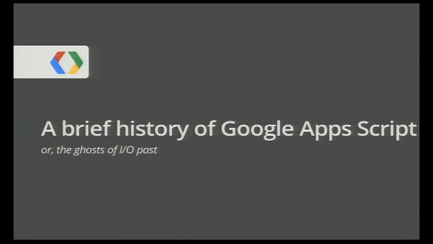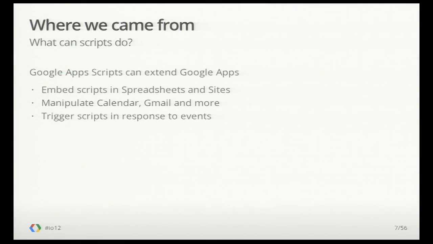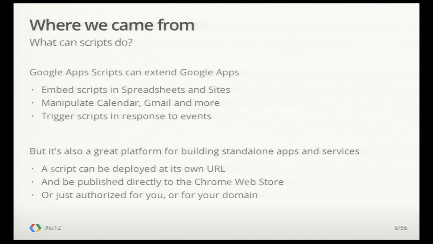OK, so a brief history of Google Apps Script, the ghosts of I/O past, things we've launched, particularly in reference to user interfaces. We started off embedding inside of Google Apps spreadsheets and sites primarily. You can manipulate your calendar, Gmail, contacts, lots of other services. There's a whole long list. And you can trigger scripts in response to events on time, on editing a spreadsheet, on a form submit, and so on.